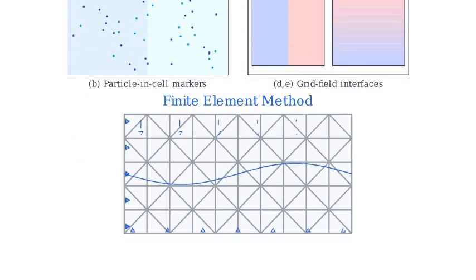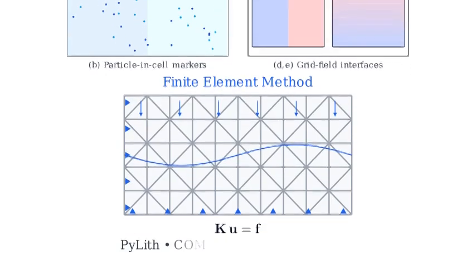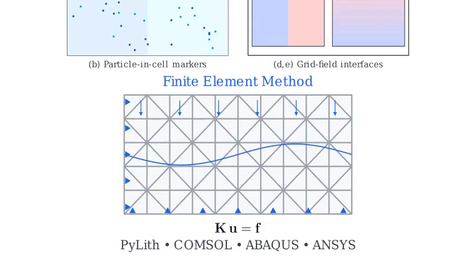Finite element method. FEM subdivides space into elements and represents unknown fields with shape functions. It excels with complex geometries like curved topography or even spherical shells. We can impose boundary conditions cleanly and combine physics like elasticity, heat, and fluids. We assemble a global matrix, often written as Ku equals F, and solve for the unknowns. Popular tools include PYLith for crustal deformation and COMSOL or Abaqus for multiphysics. The trade-off is setup complexity and computational cost in 3D.